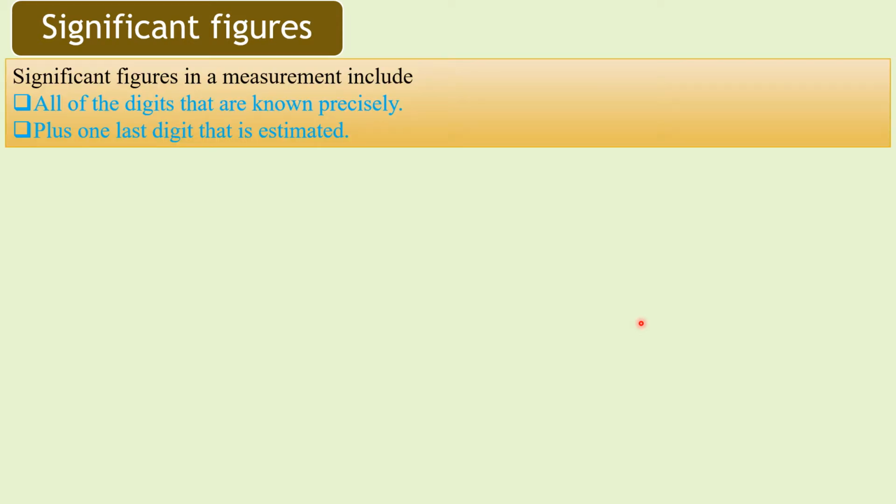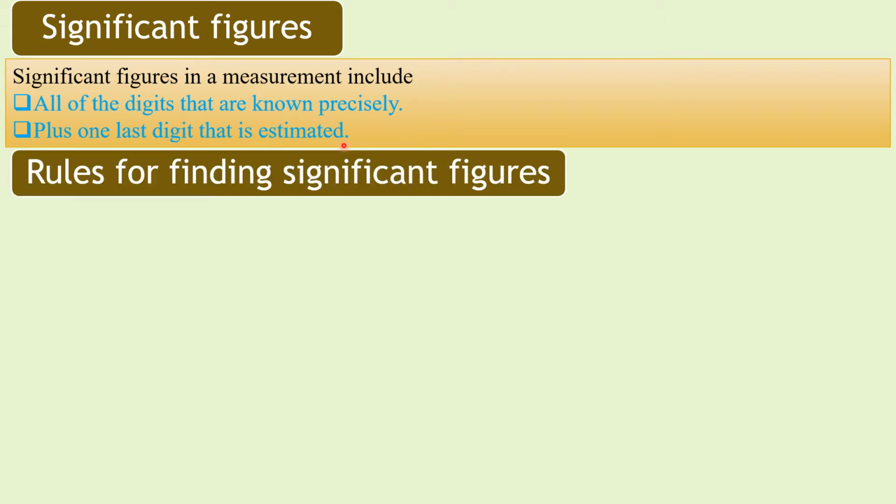Significant figures. Significant figures show the limit to which readings are reliable because they give the reliability of our reading, so that's why the concept of significant figures is very important. Significant figures in a measurement include all of the digits that are known precisely plus one last digit that is estimated. Rules for finding significant figures.